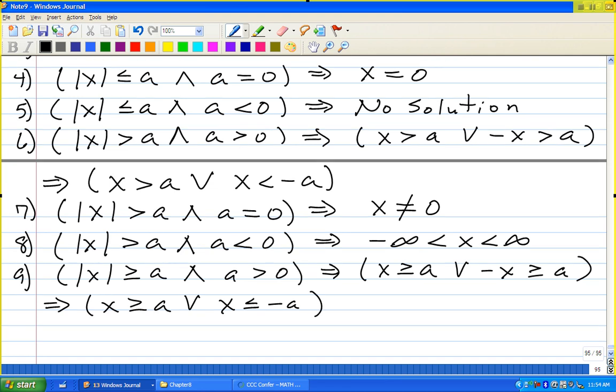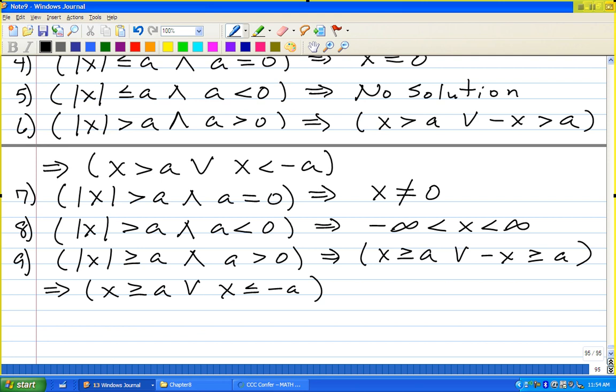And lastly, suppose that a were less than or equal to 0. And so the absolute value is always non-negative. And so certainly it's always greater than or equal to either 0 or a negative number. And so again, this is all real numbers.